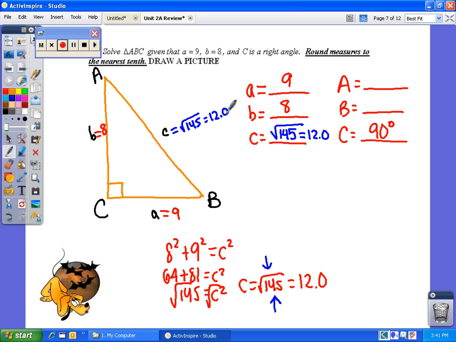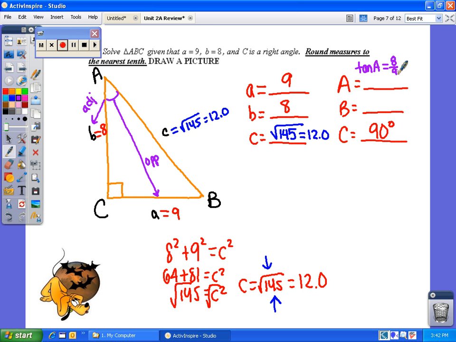Alright, the next thing you should find are A and B. This is when you use your inverse. For A and B, do not use this because it's a decimal. Use these two numbers that are given to you. So for A, I'm going to do opposite over adjacent. That's tangent. So for A, I'm going to do the tangent of A equals 8 over 9.